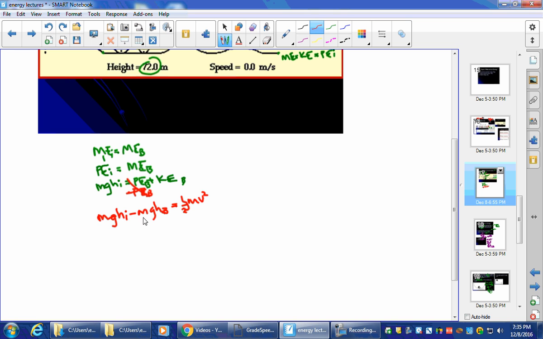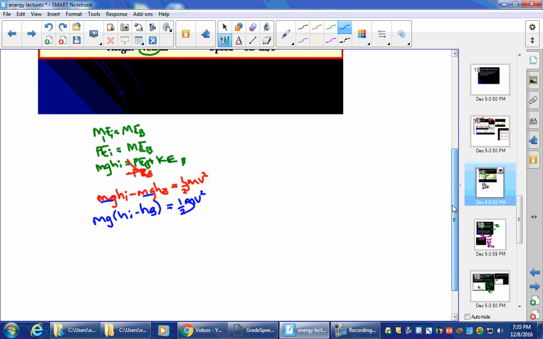What can I algebraically do if I have two of the same thing when I'm subtracting? I can do this little thing called factoring and take out an mg from each one of these, right? So if I do that, it says mg(h initial minus h b). So you see why, if you're not really savvy at algebra, I said just skip this part, don't worry about it. But I'm just showing you why the shortcut I'm going to use works, okay?